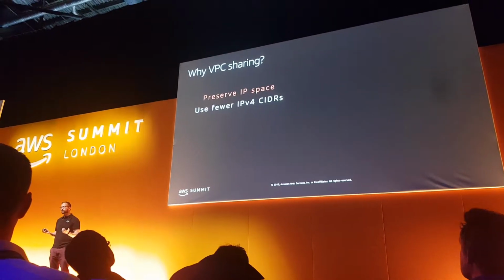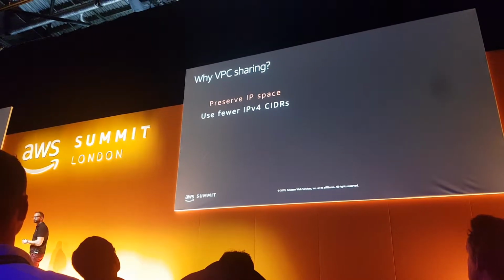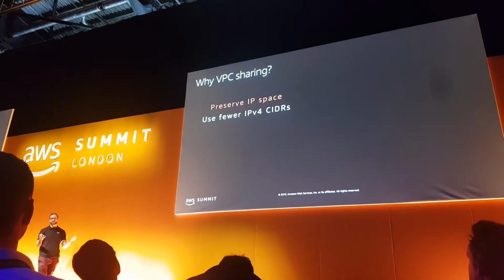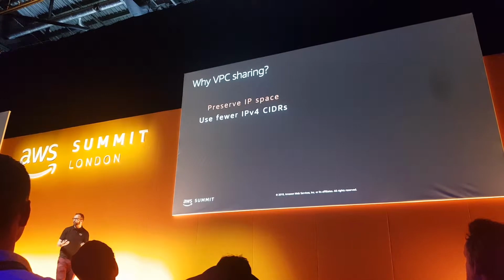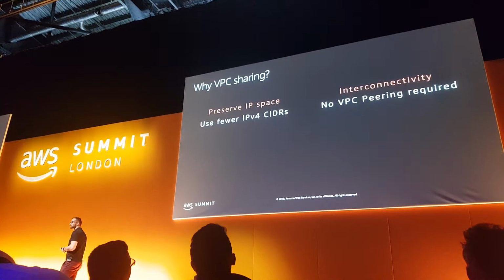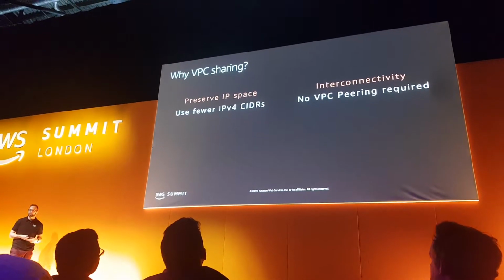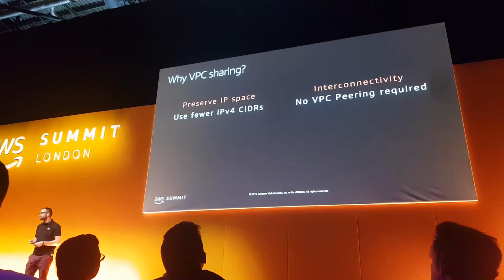So first of all, you can save on your IPv4 addresses. If you're running out of IPv4 addresses and you can create one bigger VPC and put more resources into it, you're going to utilize your addresses more efficiently. And if you have fewer VPCs, it actually means less interconnectivity. You won't have to create as many peerings or transit gateway connections or connections back to on-premise.